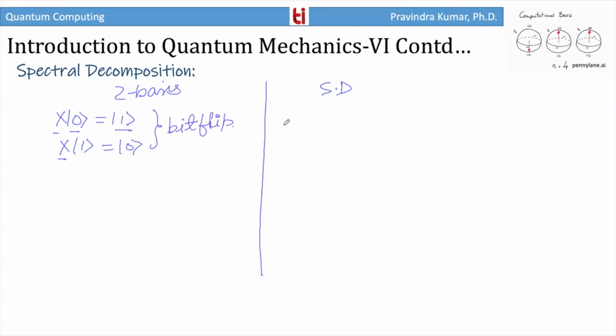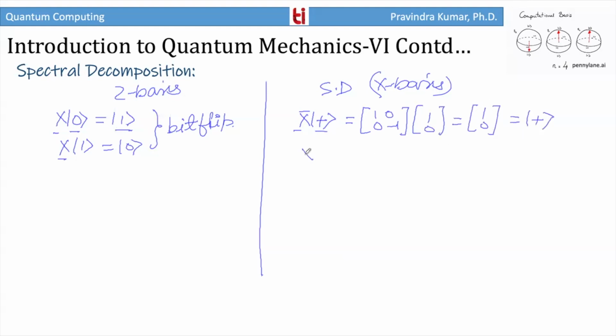In spectral decomposition or X basis, if I apply Pauli X in spectral decomposition form on ket plus, it is the matrix 1, 0, 0, minus 1 acting on ket plus, which is 1, 0. So here it will be 1, 0, which is ket plus. And if I apply Pauli X on ket minus, it is 1, 0, 0, minus 1 acting on ket minus, which is 0, 1. So here we will get 0, minus 1, or I can write minus ket minus.